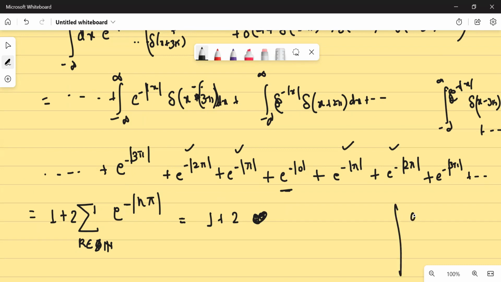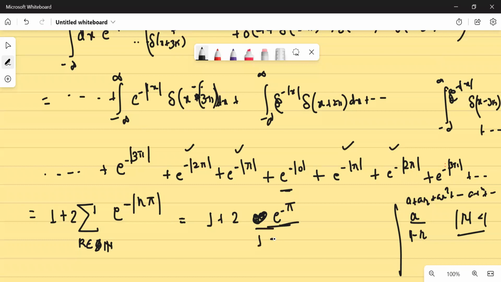If I have to sum my geometric series, a plus ar plus ar squared, and so on up to ar to the n, in the limiting case this will be a upon 1 minus r, where modulus of r is less than 1. So if I have to write this, then it will be equal to what? Just find the first term. The first term is e to the power minus pi, if I'm not wrong, divided by 1 minus r. What is r? The first term is e to the power minus pi. The next term is e to the power minus 2 pi. The next term is e to the power minus 3 pi. You just divide the second term by the first term. So what will you get? You will simply get e to the power minus pi only.